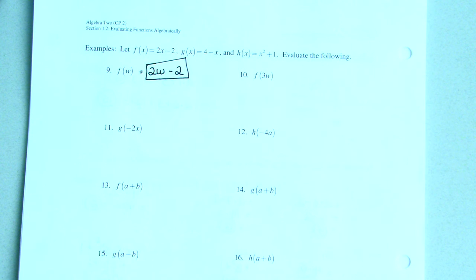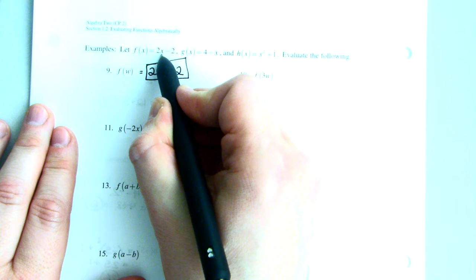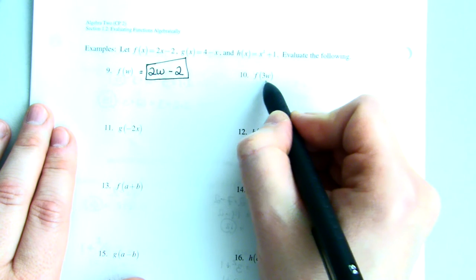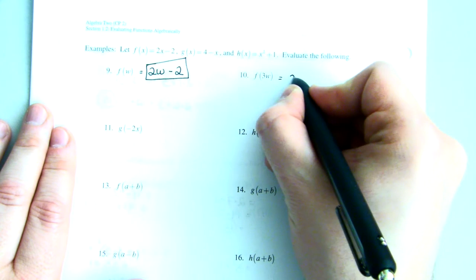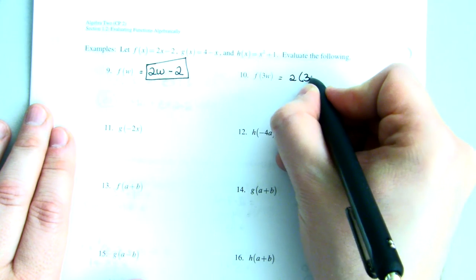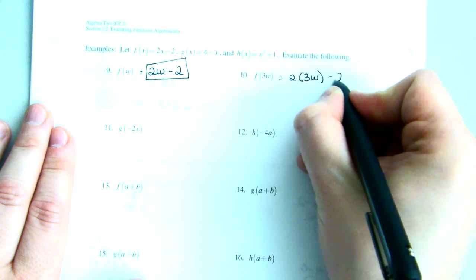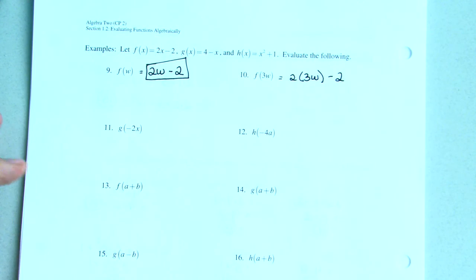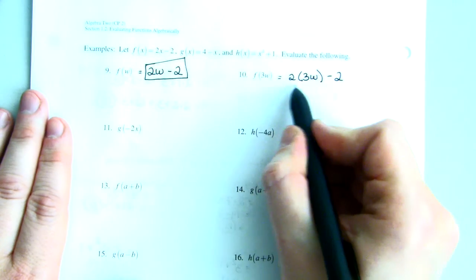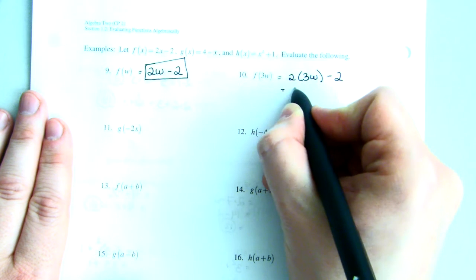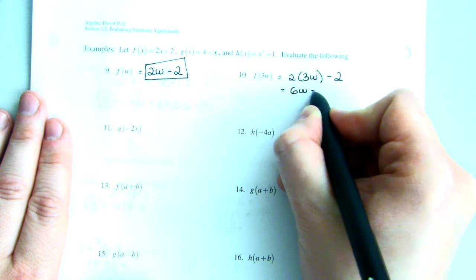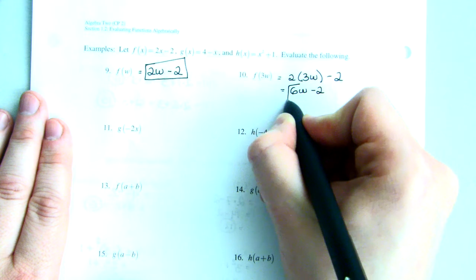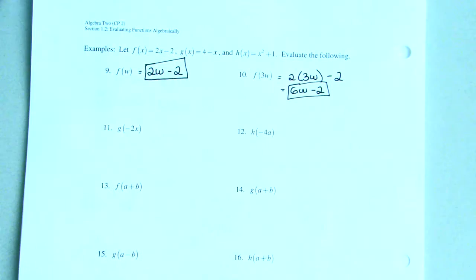In number 10, I want to do f of 3w. I'm going to replace the x here with a 3w, and I'm going to plug it in parentheses because, again, this is more complicated than a single positive whole number. I'm going to get 2 times in parentheses 3w minus 2. Well, 2 times 3w, that's 6w. And I'm going to get a final answer of 6w minus 2.